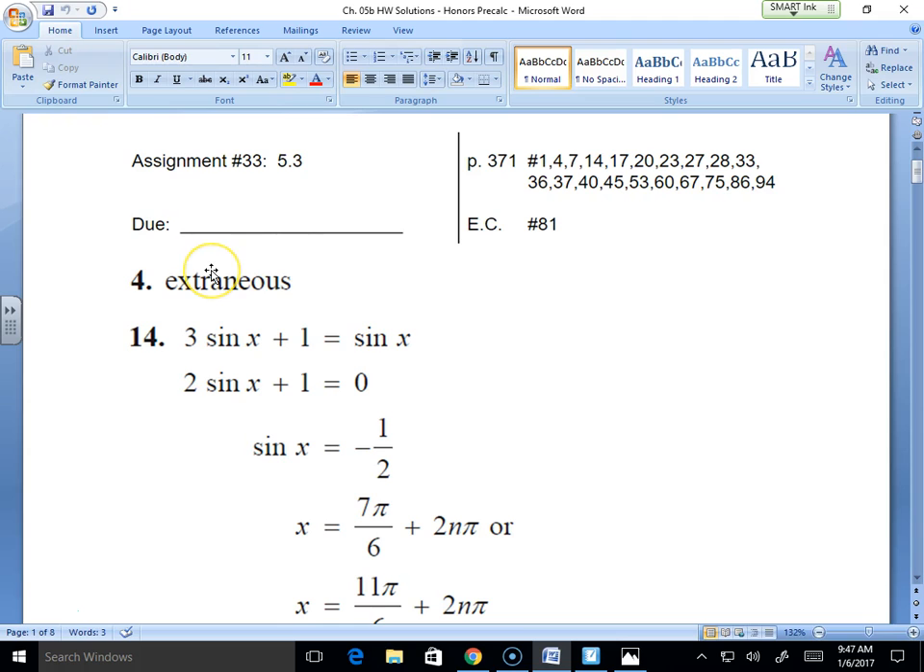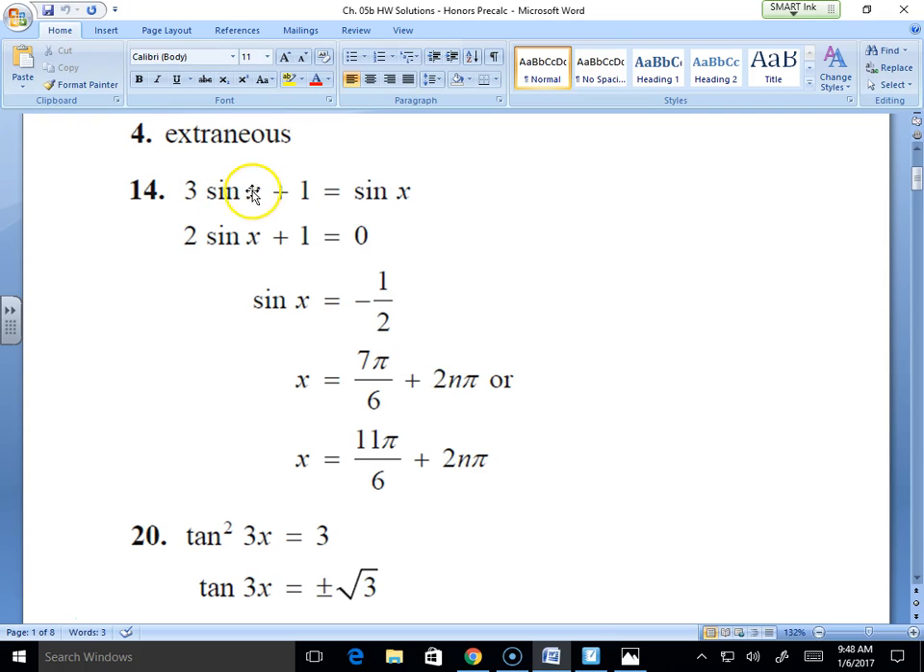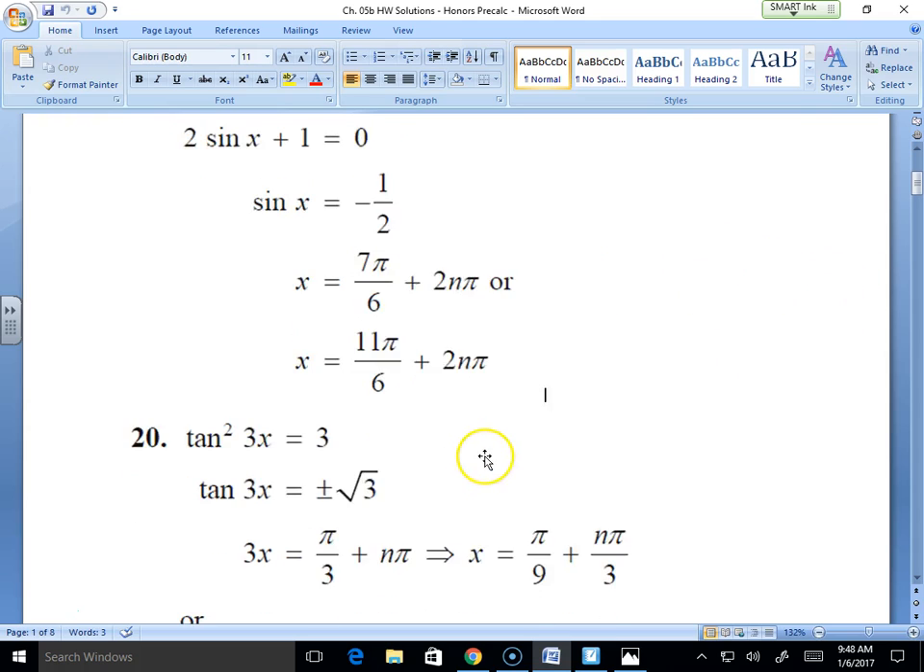Number 4, extraneous. Remember an answer that seems to be right, but you check it, it doesn't work. Oh, that's extraneous. Number 14, solve. Move the signs together. Move the 1 to the other side. Divide by 2. That happens in the 3rd and 4th quadrants. They said all, so plus 2 pi n. Did they say in radians? Did it have to be in radians? Okay. If you did it in degrees, it would just be 210 plus 360n and 330 plus 360n, just in case you did it that way. So 7 pi over 6, 3rd quadrant, 30 degrees, and then 11 pi over 6, 4th quadrant, 30 degrees.